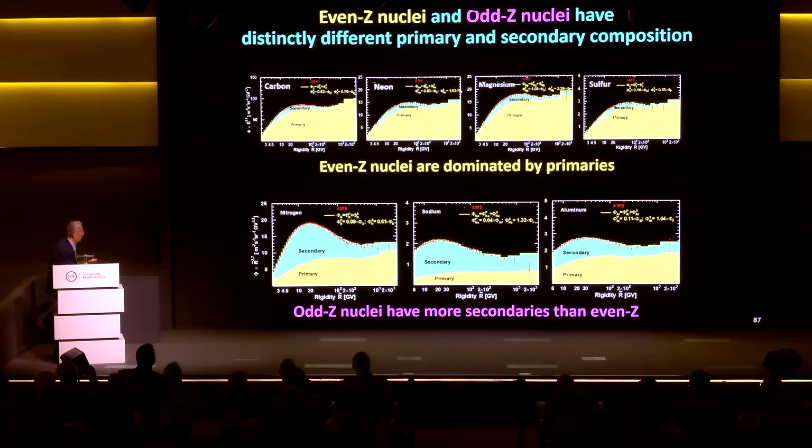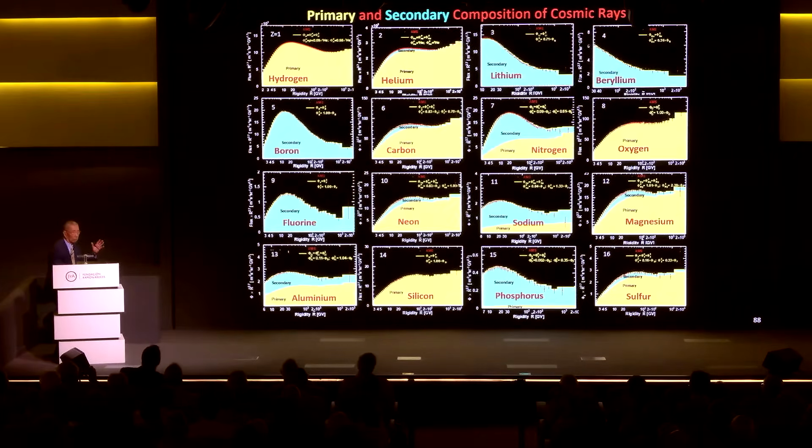So look more carefully. We found even and odd nuclei have distinctly different primary and secondary composition. Even nuclei like carbon, neon, magnesium, sulfur have primary dominance. And odd nuclei, nitrogen, sodium, aluminum, have secondary dominance. So now for all the cosmic nuclei, you can know which is primary, which is secondary to high accuracy. Something totally unexpected, cannot be explained by any theoretical models.